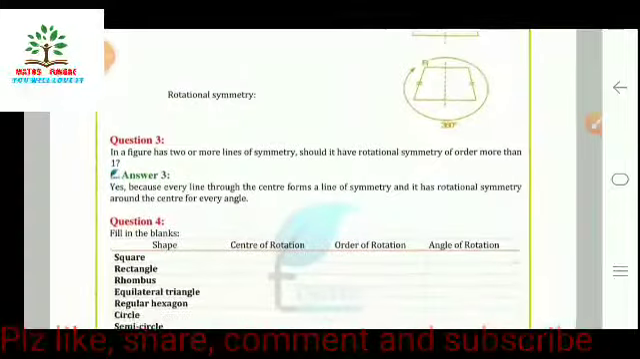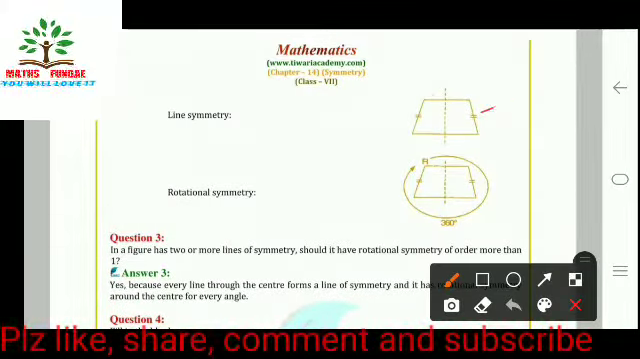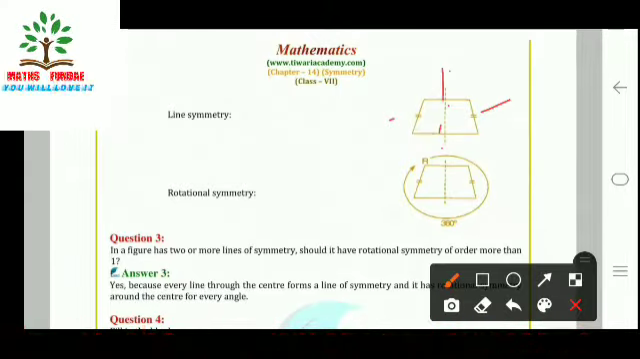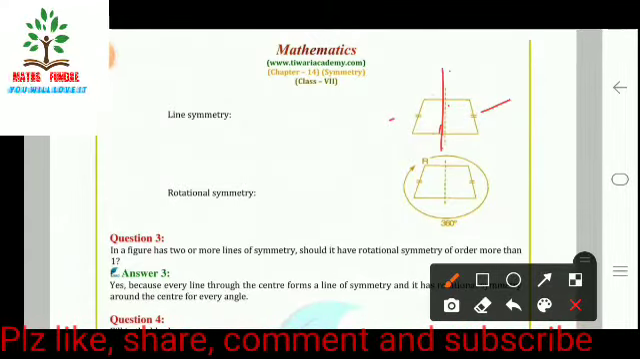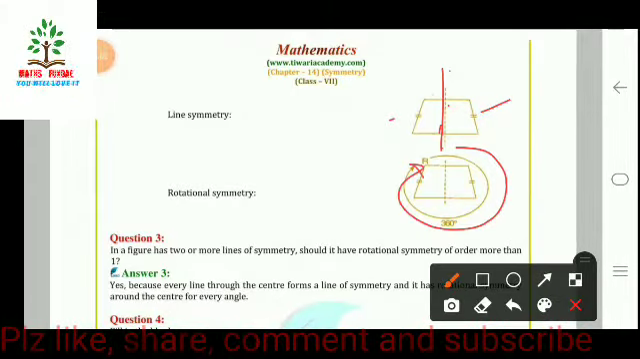Okay, so look here, this figure is given here. This is an isosceles trapezium in which the non-parallel sides are equal, so this is the line of symmetry, and the rotation symmetry means that if you rotate it by 360 degrees it will give the same figure.